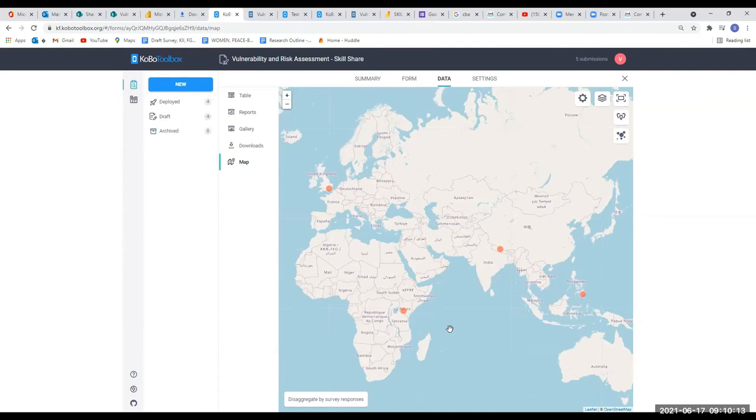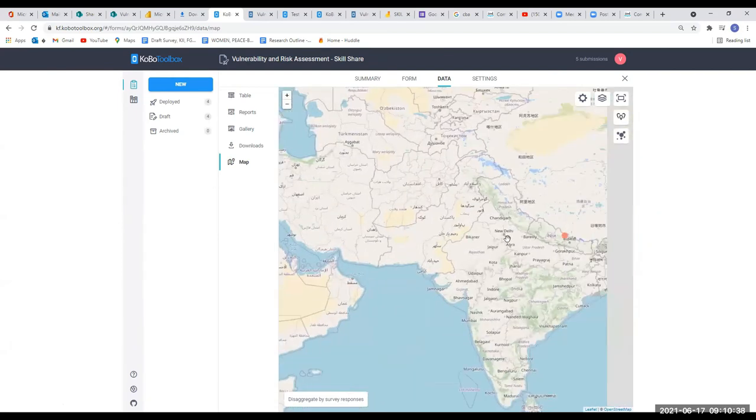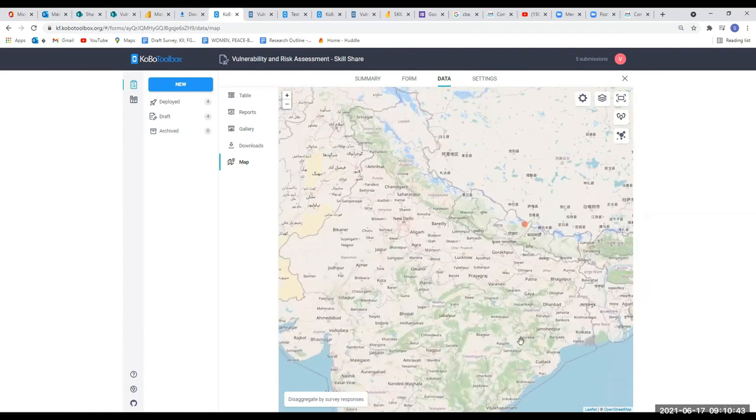So we're now seeing data coming in. So we have one from the United Kingdom, one from India, another one from Kenya, and one from the Philippines. Yeah, you're right, this one is in Nepal.